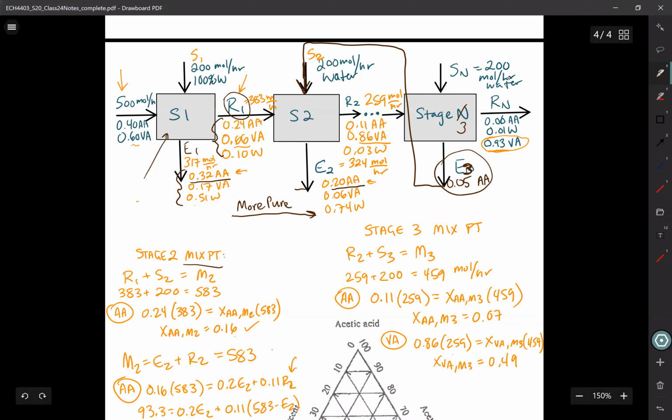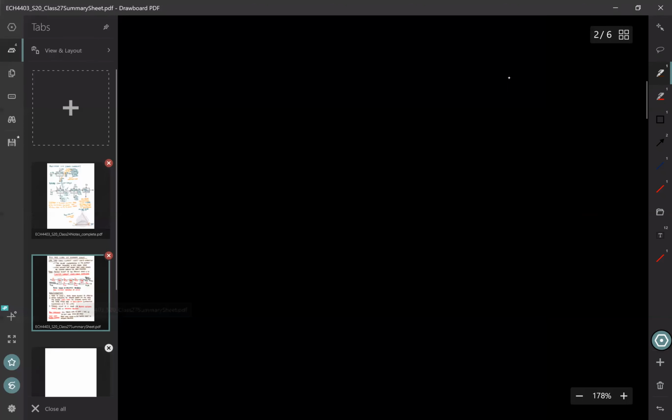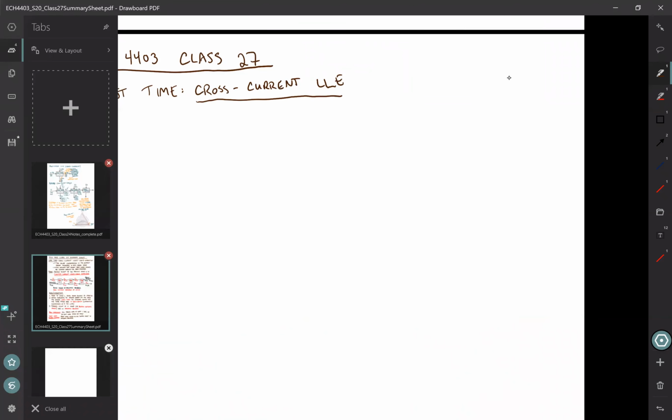Same thing with extract 2. This extract 2 would replace the need for an S1 stream. Then all I have to do is feed fresh solvent in once, in the nth stage or the last stage, and I have a single extract stream at the end of the process. So I'm going to go back to my notes for today, pause the recording really quick, and then draw a process flow diagram for a countercurrent cascade.